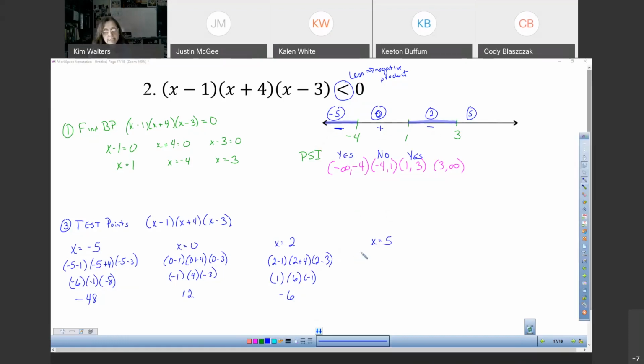All right, so this last one, I'm going to have 5 minus 1, 5 plus 4, and 5 minus 3. And this is going to be 4 times 9 times 2. And that's going to be a positive 72. I don't want positive. I don't want numbers which give me a positive product. And so now I see that there are 2 of these possible solutions that work, and that's negative infinity to -4, and then 1 to 3. And these are my solution intervals.